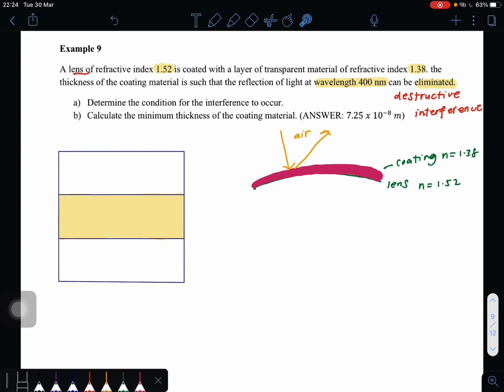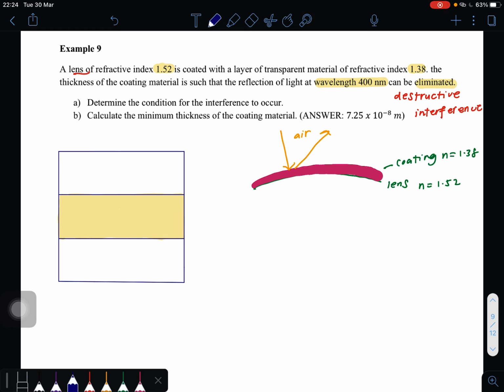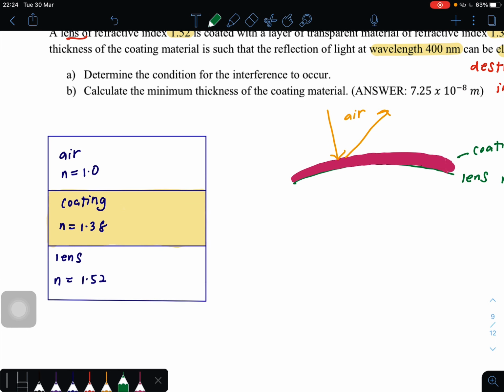But okay, we will draw this diagram here, where the first layer is air. So we know that the N of air is equal to 1. And then the second layer will be the coating, where N is 1.38. And then the last layer will be the lens, so N equal to 1.52. Okay, so let's label them N1, N2, N3.